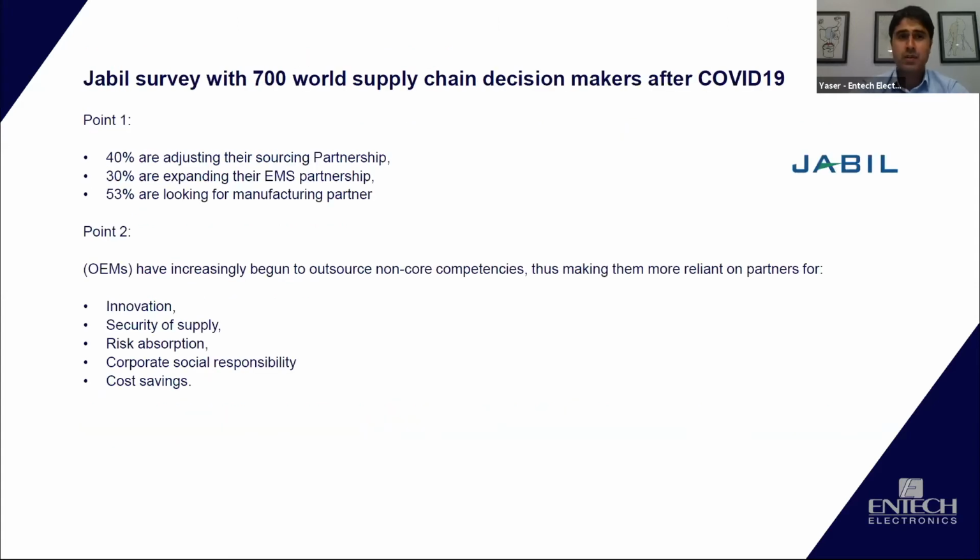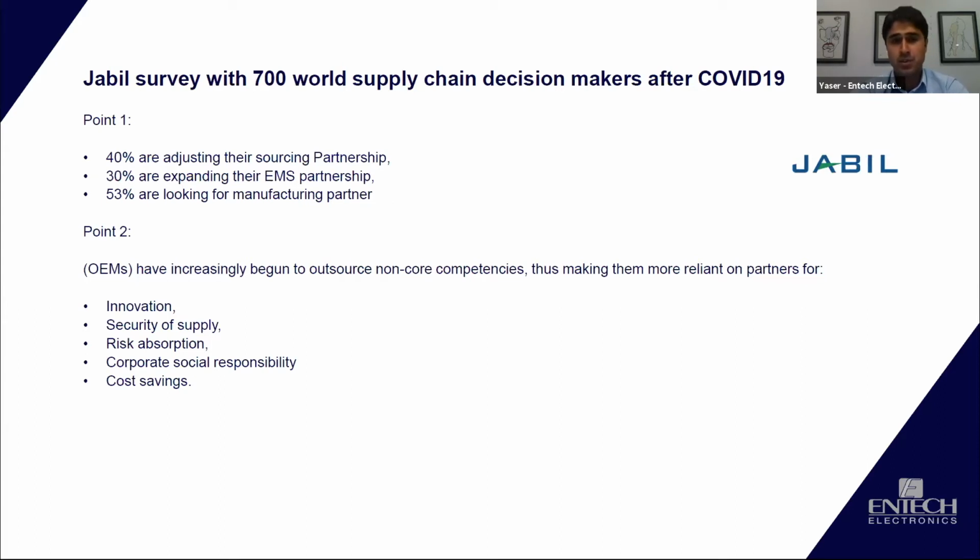There was a survey by Jabil. Jabil is probably one of the biggest electronics contract manufacturers in the world. They have over 100 production plants in 20 different countries in the world, 37 of which are in Asia. They did a survey with 700 of the largest supply chain decision makers among the customers that they're serving. And the result is shown here.